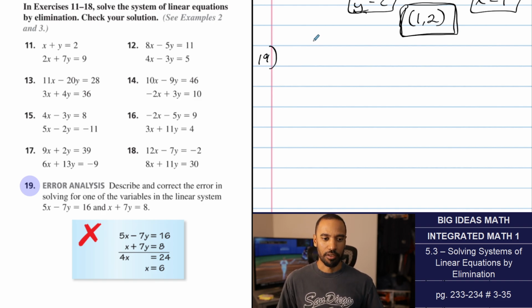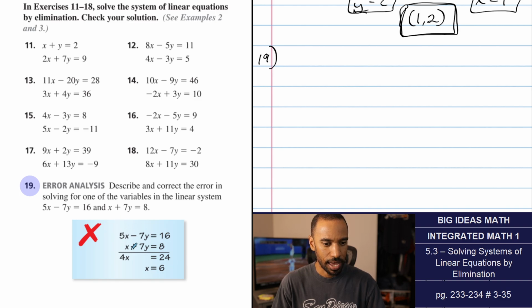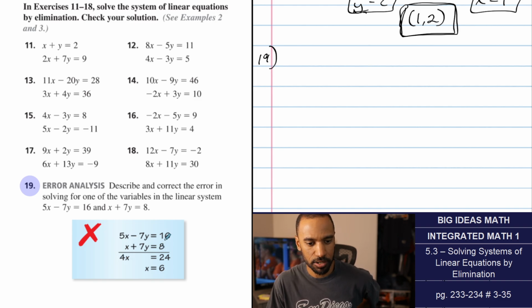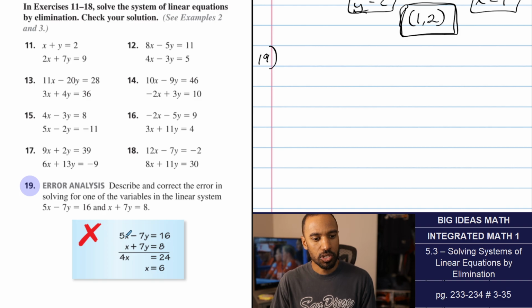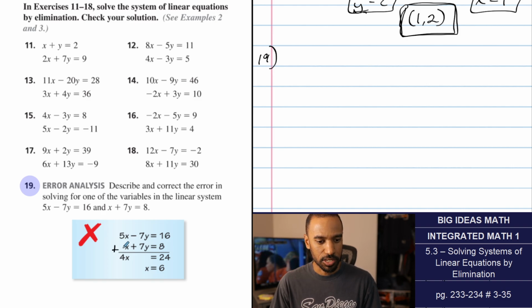Describe and correct the error in solving for one of the variables in the linear system. 5x minus 7y equals 16. x plus 7y equals 8. Okay, they copied the problem down right. Their y's eliminated and okay, looks like they subtracted the x's here instead of adding, whereas here they added. This should say 5x plus x is 6x. Given that these are additive inverses, they did true addition. So this should be a 6x instead.